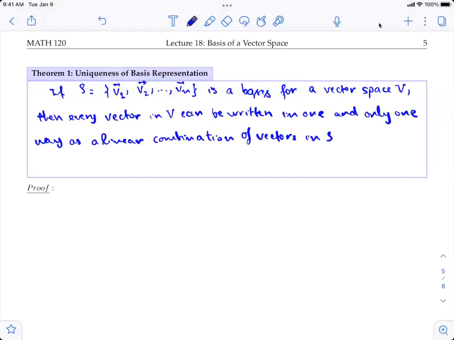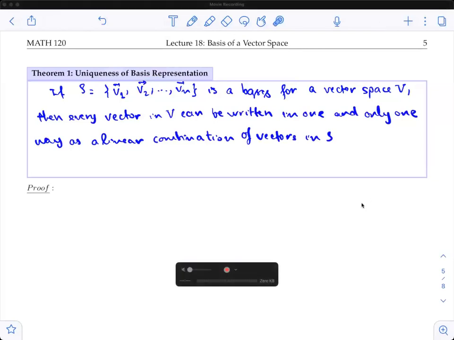And to capture this theorem again, to show that S is a basis for a vector space, S spans the entire vector space, so that is, a vector in V can be written as a linear combination. Let's say vector U is a vector in the vector space V. U can be written as a linear combination of the vectors in S, and there is only one way to do that. That's the idea of the theorem.